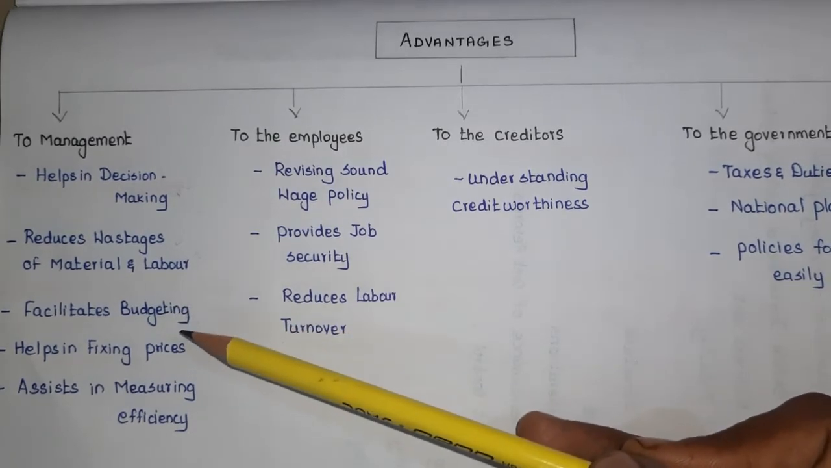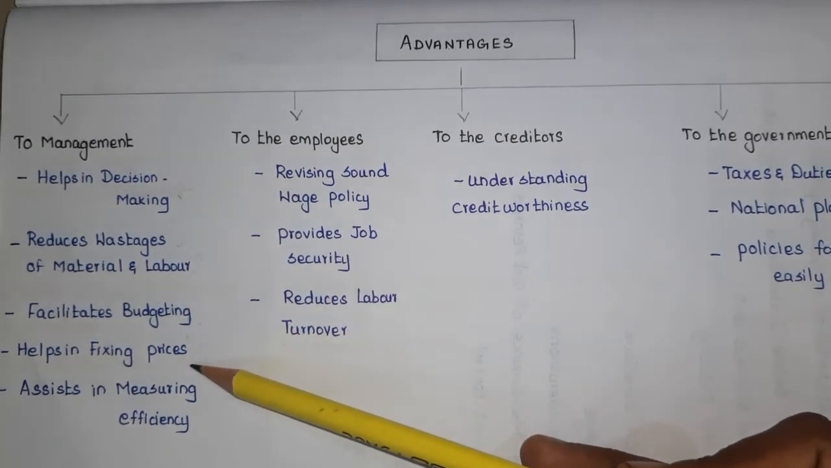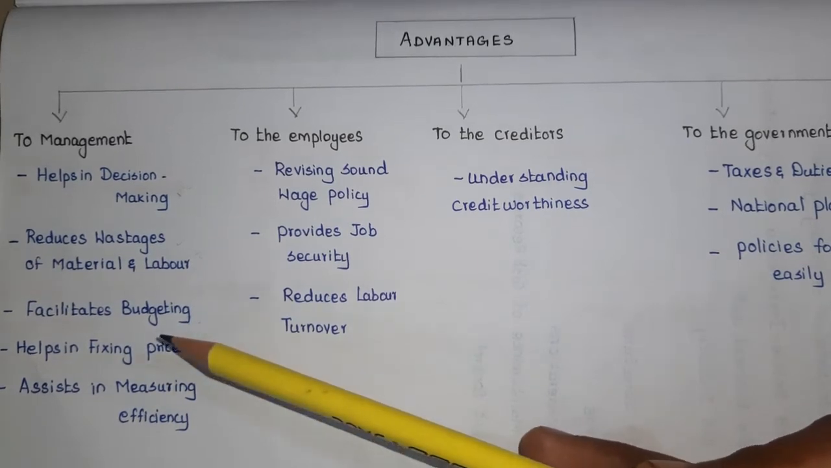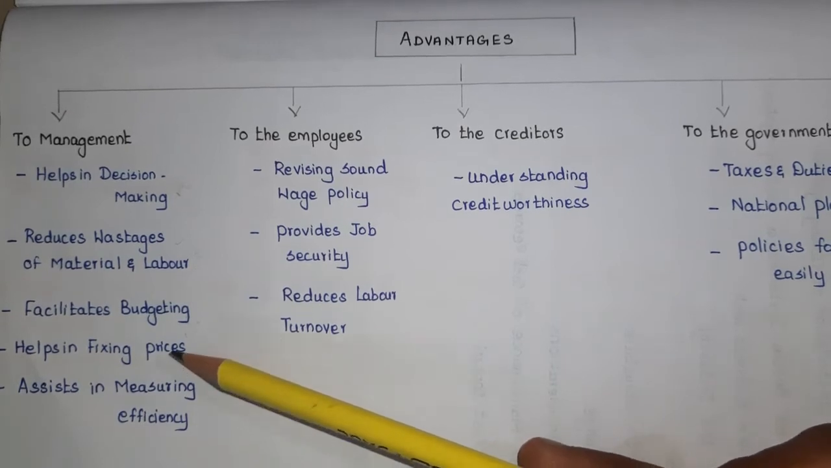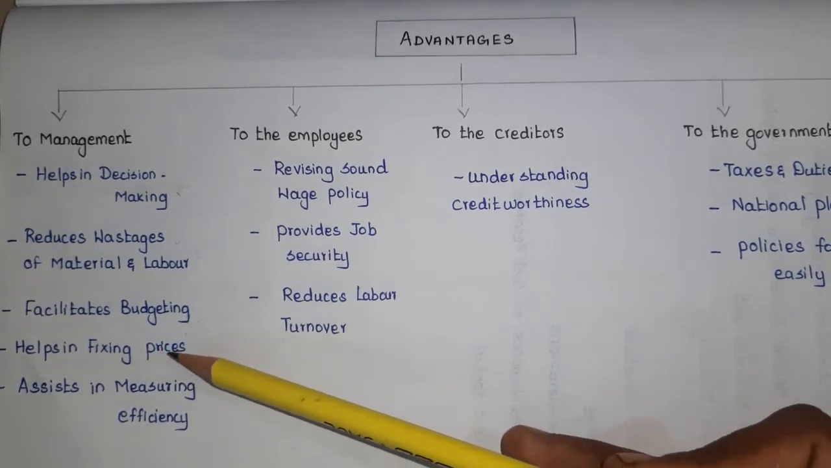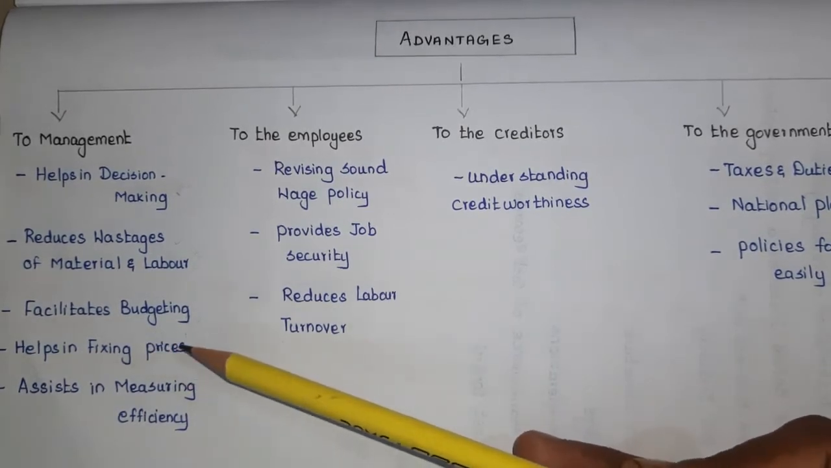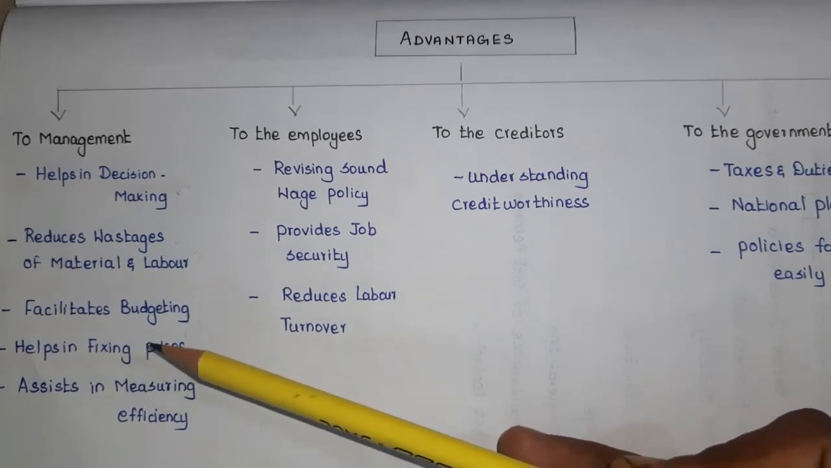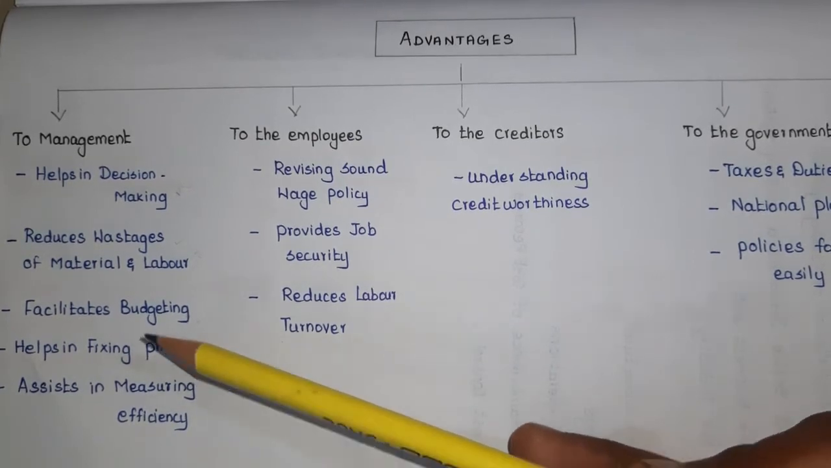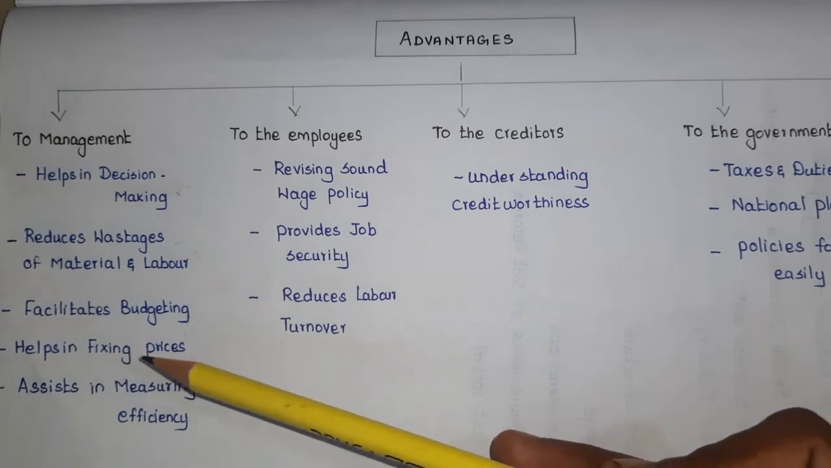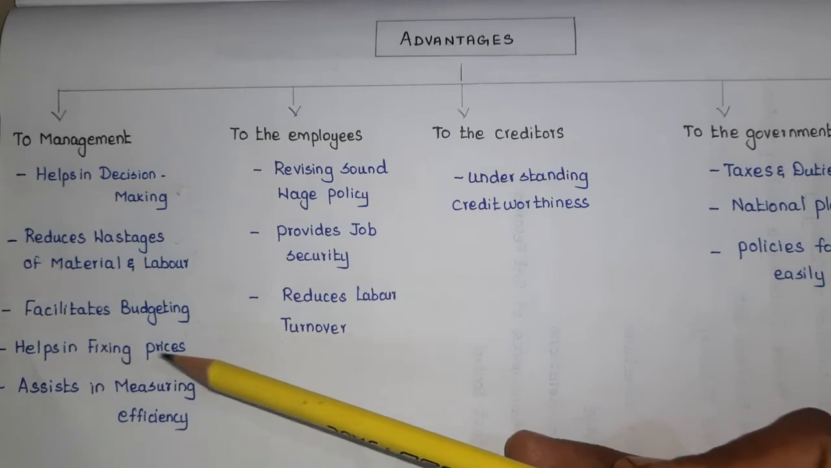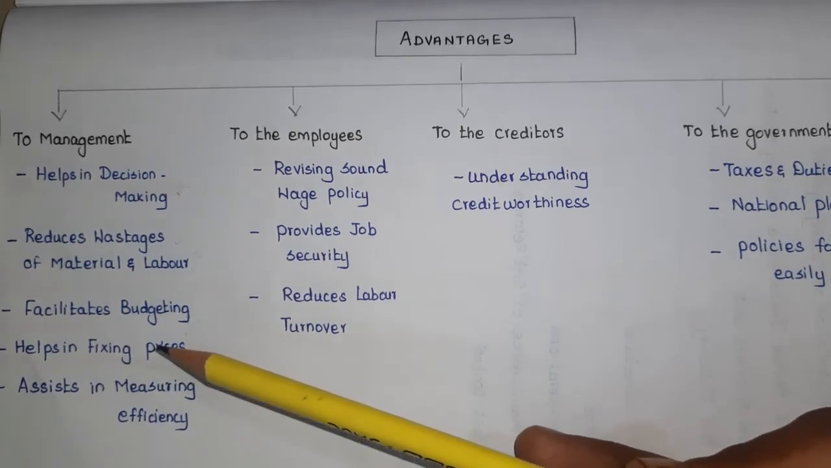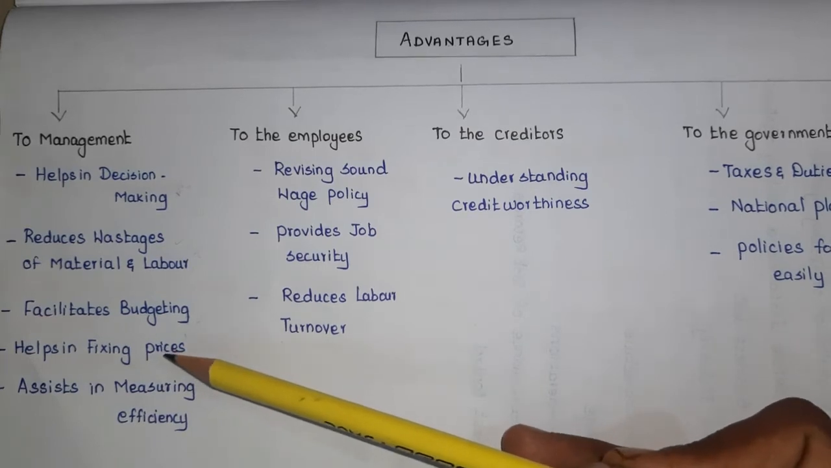The next point is helps in fixing prices. This is the first and foremost advantage of cost accounting: it assists the management in fixing the prices of products which the firm is producing. It maintains a record of various costs incurred on a given article, which enables management to determine the cost and in turn the selling price.